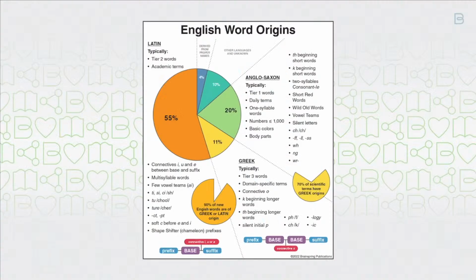As far as English word origins go, you'll notice on my pie chart that most of the words on this chart will have a Greek or a Latin root. And so we need to encourage the teaching of these Greek and Latin roots in order for students to understand the bulk of our language.